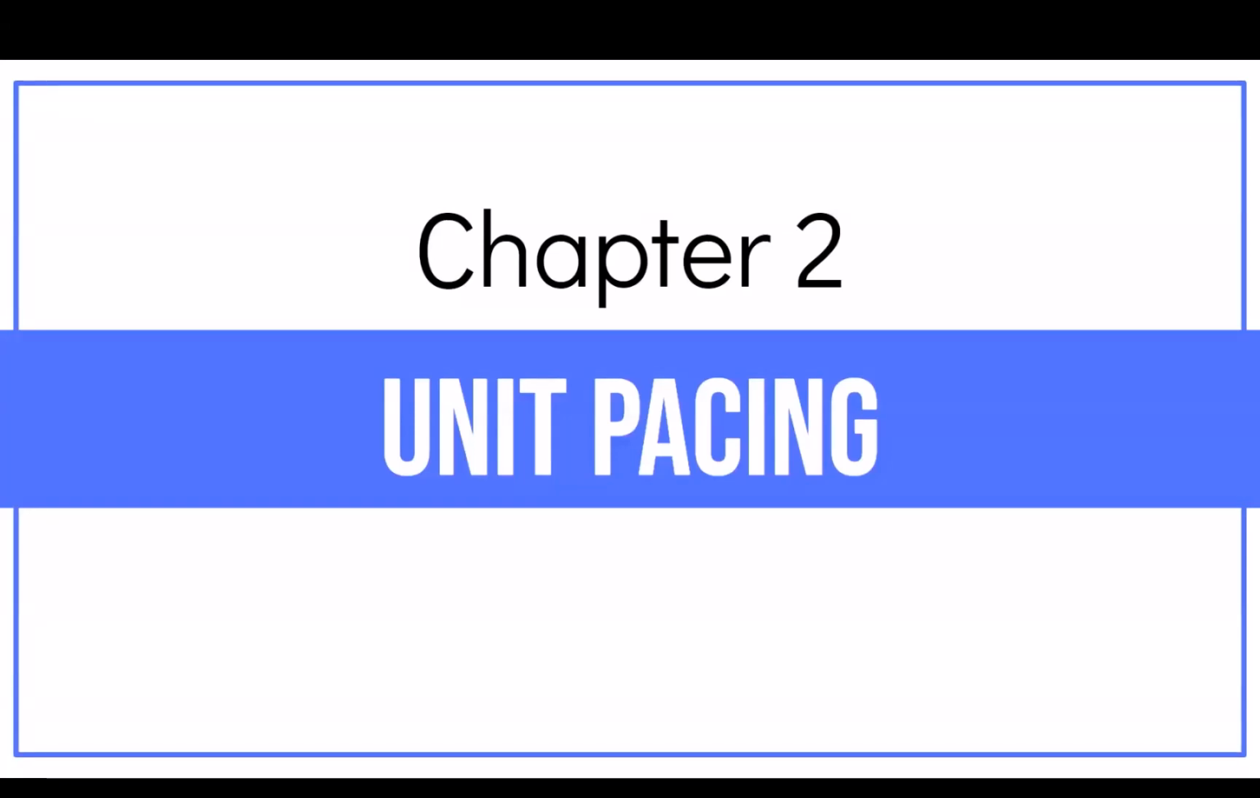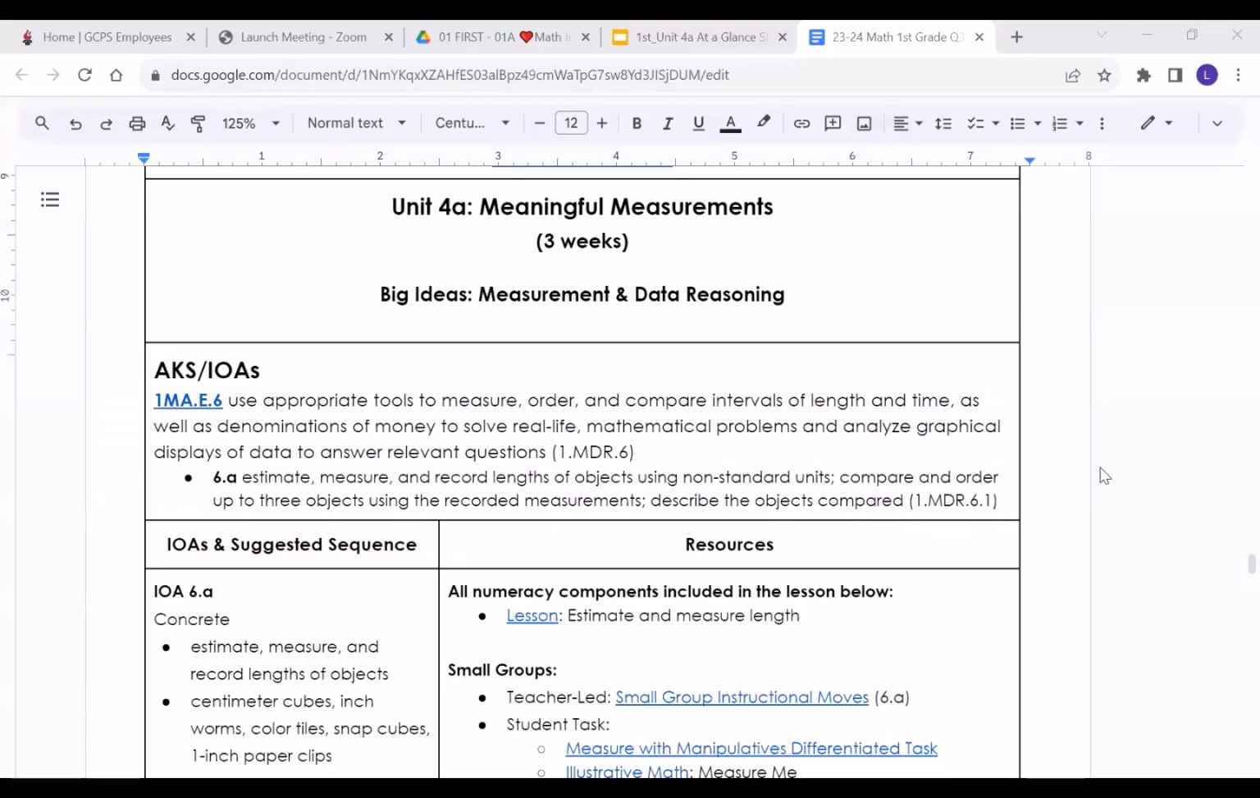Now let's look at the pacing guide to see how the AKS and IOAs have been paced out over the course of Unit 4A. In the top portion of the pacing guide, we see the name of the unit, the big ideas, and the suggested pacing. Unit 4A will focus on measurement and data reasoning. The suggested pacing for the unit is about 3 weeks. In the next box, we see the AKS and IOAs that will appear in this unit. For AKS 6, we will begin the unit with the IOA 6A.